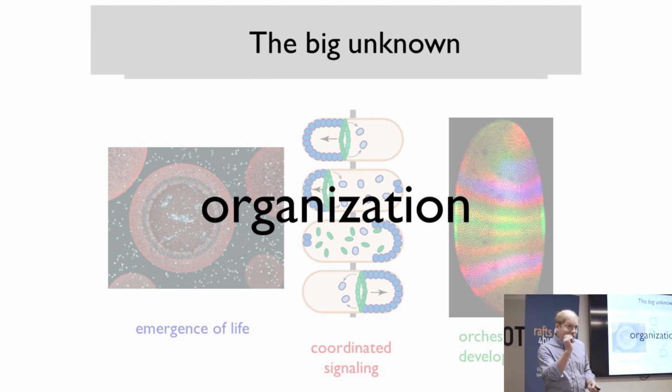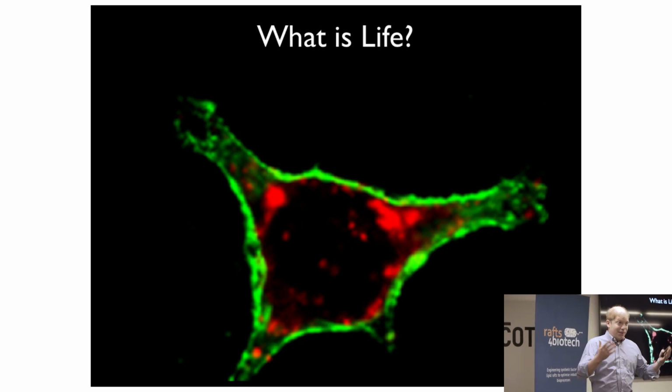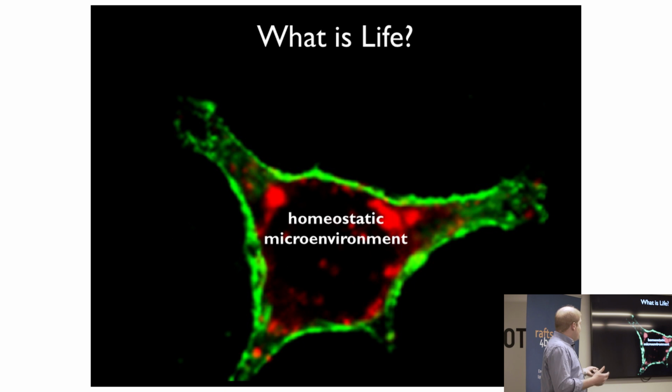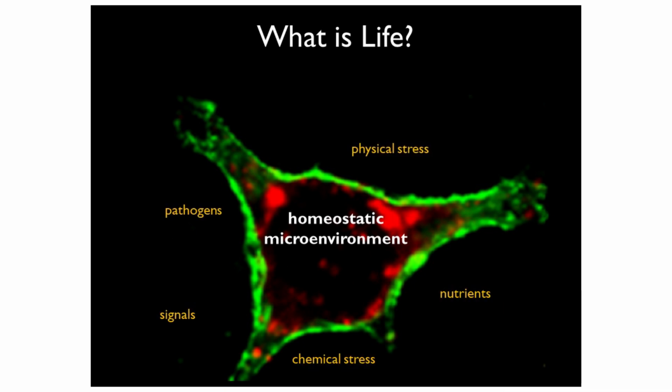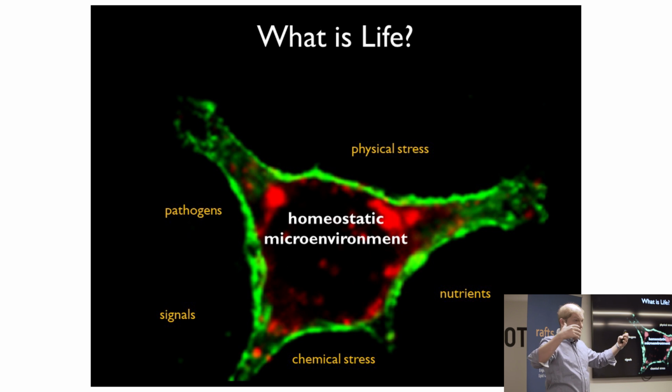And the little part of that problem that we're interested in is membranes, because in cells, membranes are a key element of cellular organization. And we know that the cell is a homeostatic microenvironment with an inside and an outside. It has to protect itself from physical and chemical stresses at the same time as remaining open to interacting with its environment and other cells.